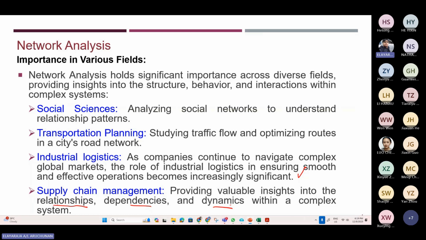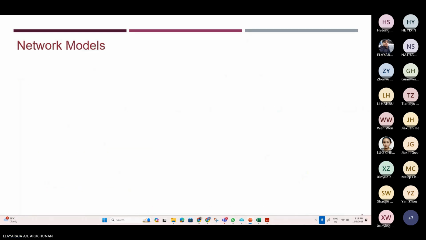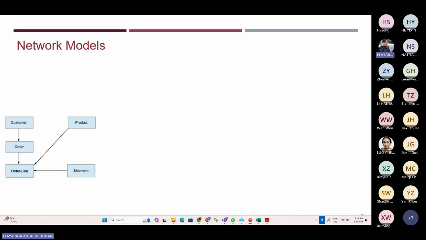So these are the main ones. There are more, I just give you some examples so that you can easily capture the idea of where the network model is being applied. Okay, let's see some of the network models. For example, this is a very simple network model, based on production and on customers, who make the order.